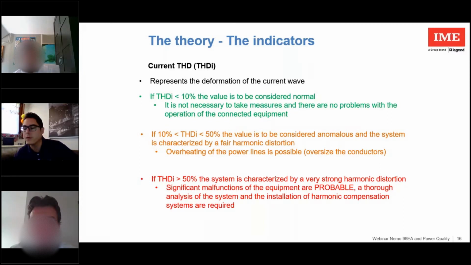The same for the THDI. Less than 10% is normal, because a lot of things, like overheating or a small conductor, can create these harmonics. If you have a value up to 30%, it is possible you have a problem like overheating. And if you have more than 50%, you surely have some problem in your equipment. You need to start to check your system and find a solution to compensate this harmonics content.